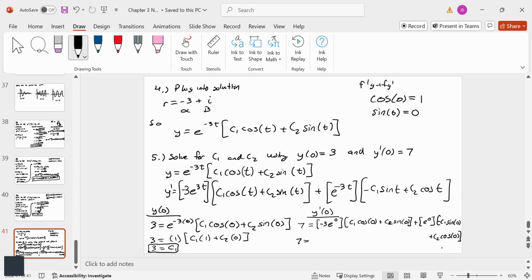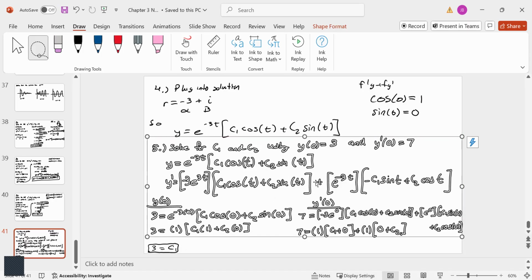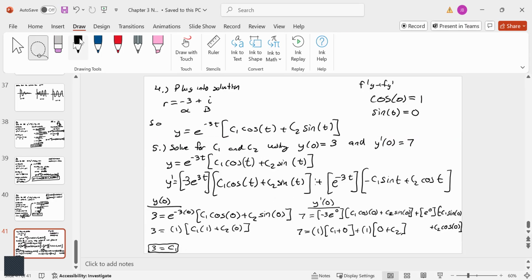And so then 7 is equal to 1, C1 plus 0 plus 1, and then 0 plus C2. So that's what you end up getting. And I think I can move this all up a little bit. I get 7 is equal to C1 plus C2.